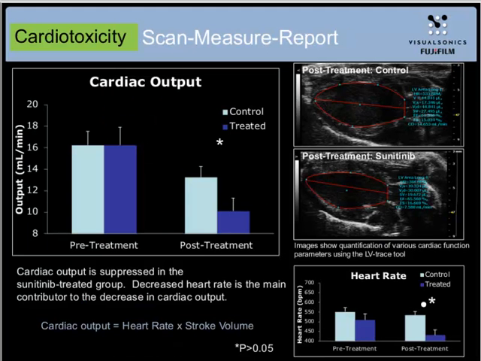Moving now to the toxicity piece, this is, again, part of that same study with sunitinib, actually looking at cardiac function, and we can see that there is actually a decrease, mainly due to heart rate, in this case looking at cardiac output. All of these measurement tools you will find on the Vivo platforms.